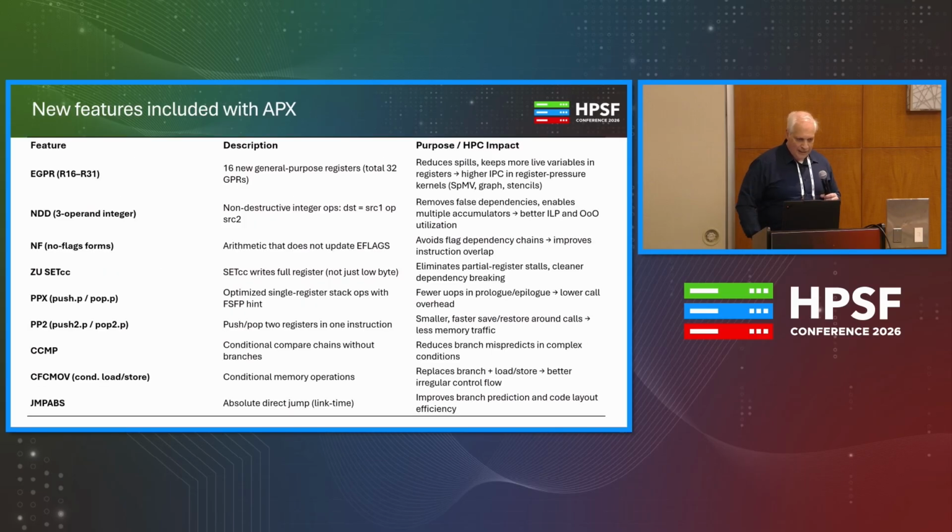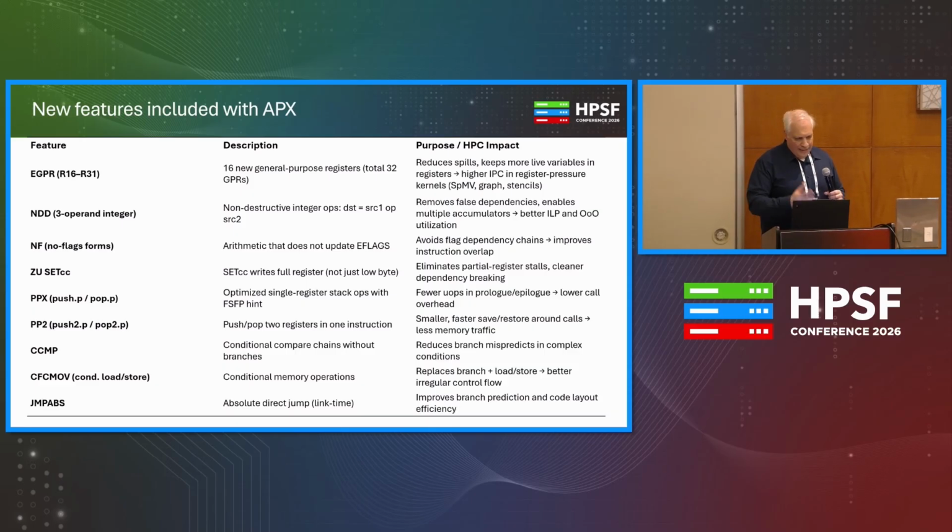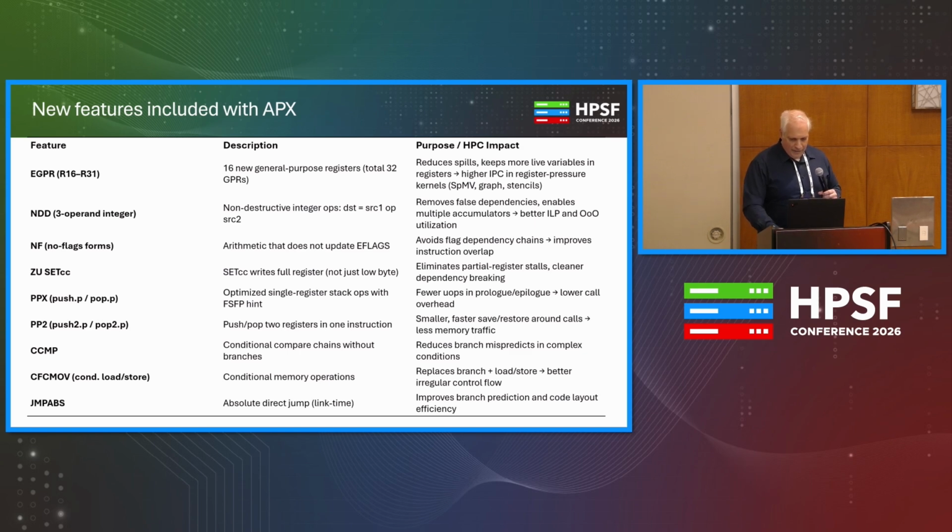So a summary of where we are here. Again, I won't go through a lot of this. The big thing is you now have additional registers, from 16 all the way up to 31. Specifically on this one, it's about reducing spills in register pressure heavy kernels, right? A lot of the things that I heard people here are doing today should benefit from this.